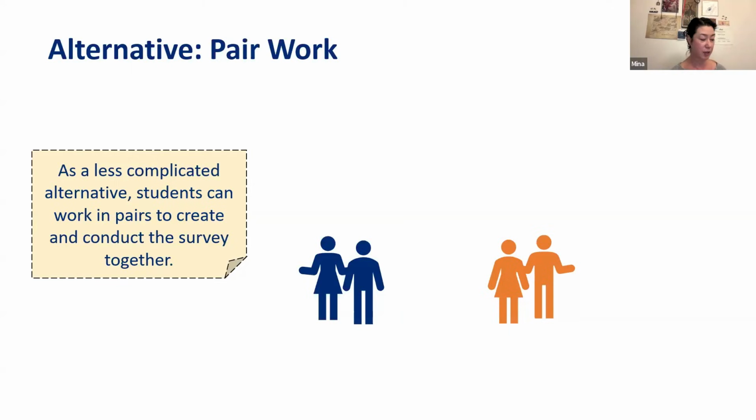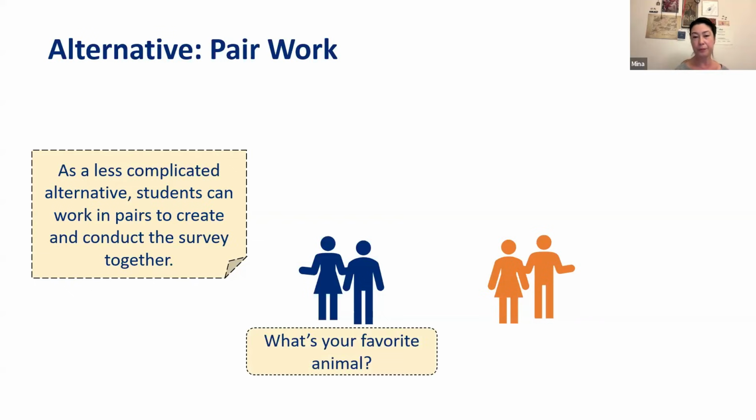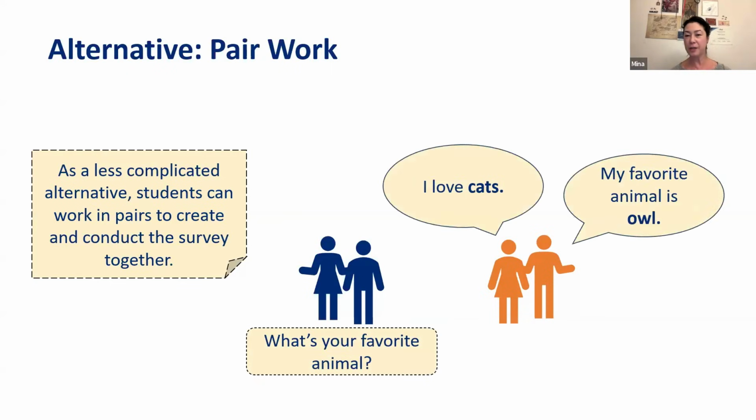So they may ask, "What is your favorite animal?" And then the orange pair will each answer what their favorite animals are. One student loves cats, the other likes owls. And so the pair of blue students will have accurate data. One student likes cats, one student likes owls, and they will continue to survey other students. And this will result in accurate data.